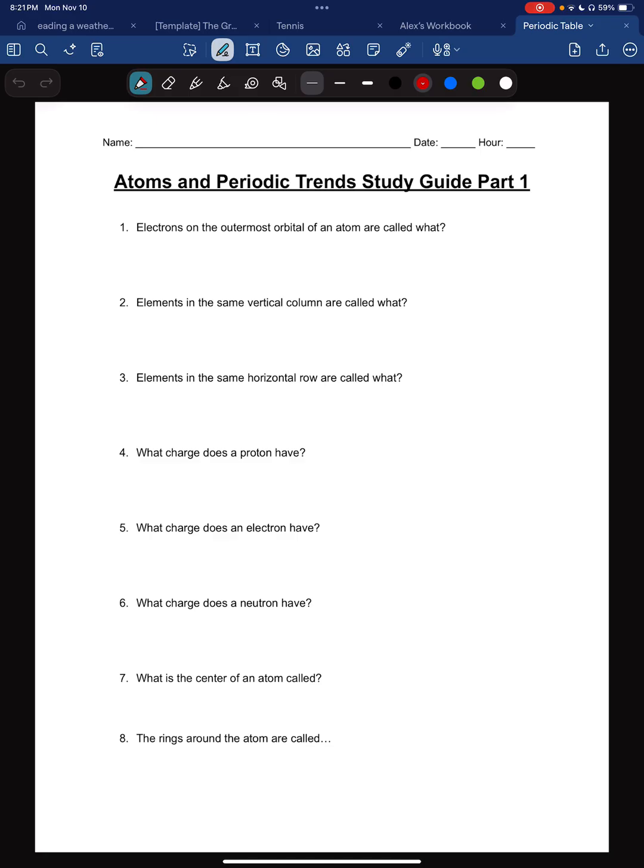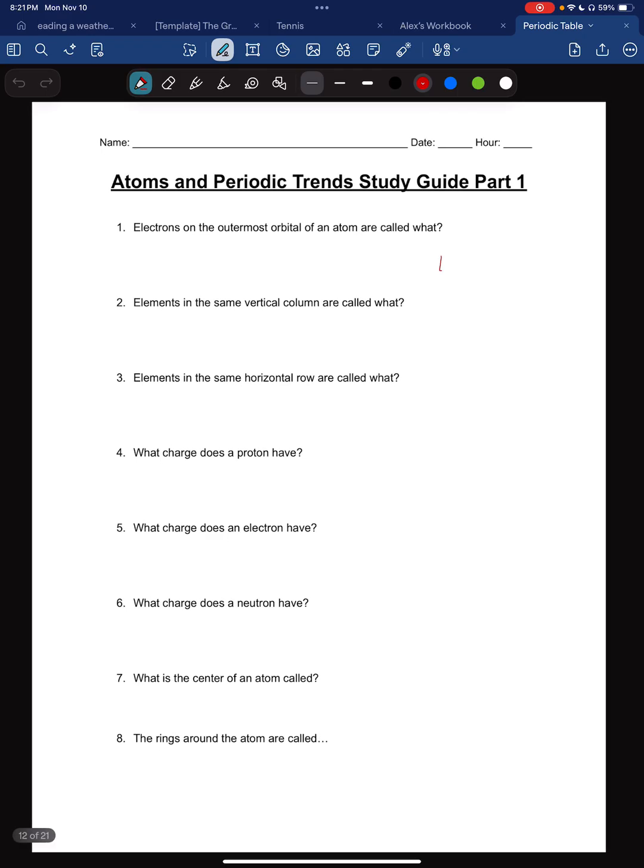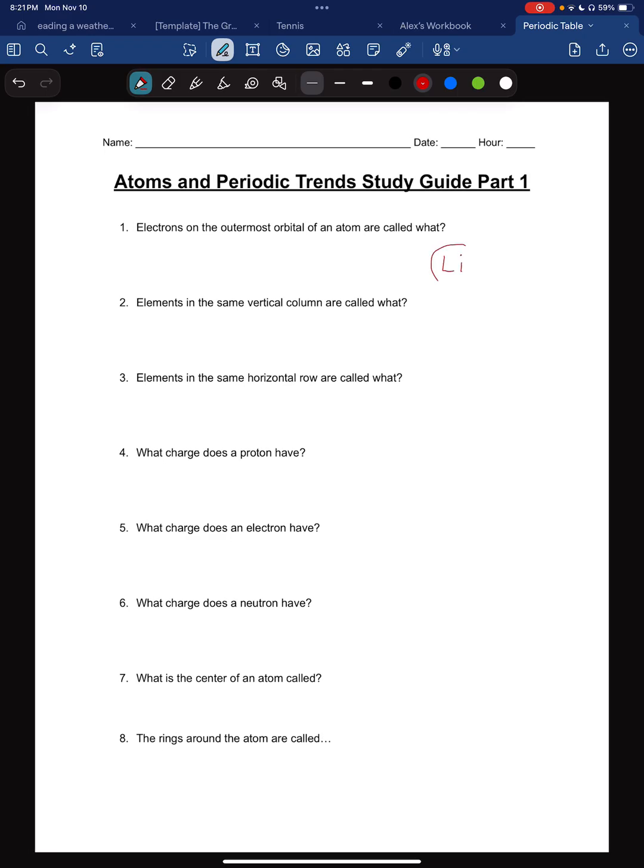So number one, it says electrons in the outermost orbital of an atom are called what? Okay, so we have different kinds of electrons. All right, if I draw the Lewis dot structure, let's say for lithium, which is element number 3 on your periodic table, if this is my Bohr model, what I have is 3 electrons. I got 1 and 2. Okay. And then my third one is going to go on the outermost orbital here.